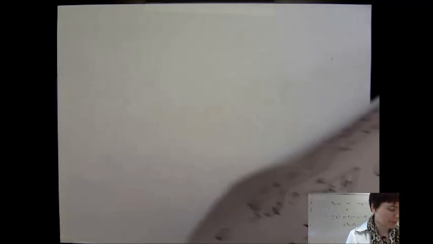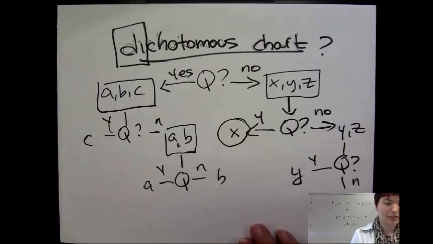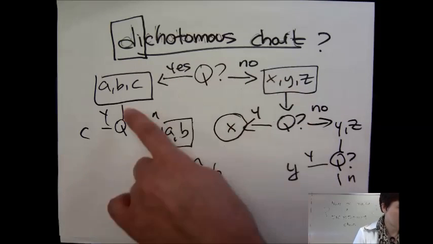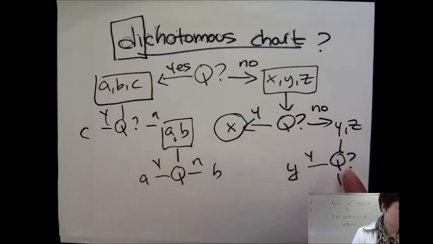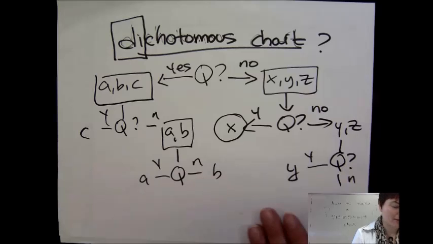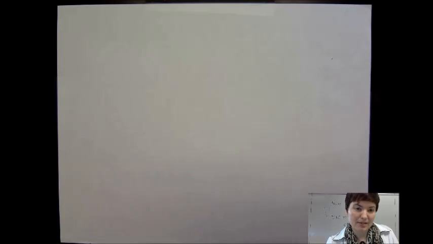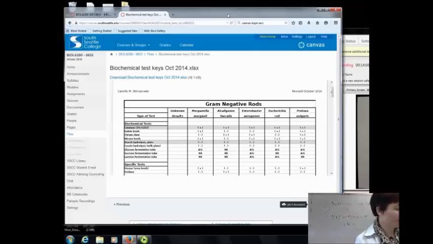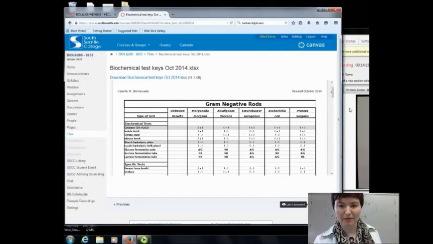Just to remind you, this is what a dichotomous chart is going to look like. You're going to ask a question, there'll be a yes or no answer, and you're going to narrow down the options. You're going to ask another question, and you're going to keep going until you have identified all of the possibilities. So let's do this for example. I'm going to help you work through one possible version of a gram-positive chart. So, gram-positive dichotomous chart, here we go.